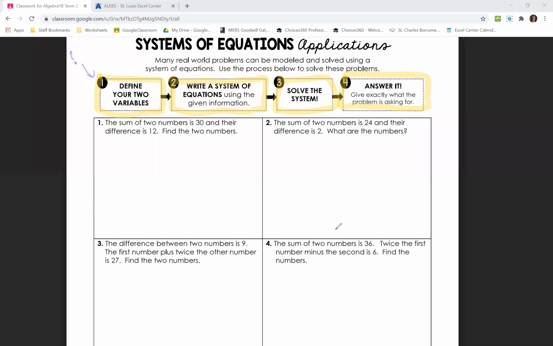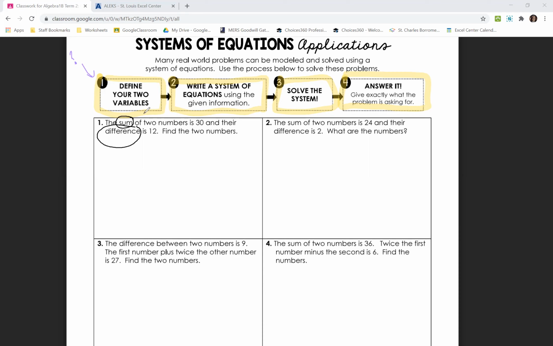Okay, so let's look at number one. The sum of two numbers is 30 and their difference is 12. We're going to have to pull some of those math words out of here. What is the sum? Well, the sum is the answer to an addition problem. And what is the difference? The difference is the answer to a subtraction problem. So they're thinking of two numbers, and their sum is 30 and their difference is 12. So I need to find those two numbers.